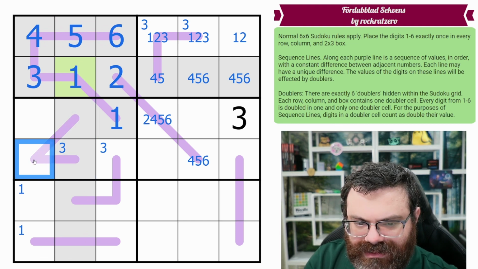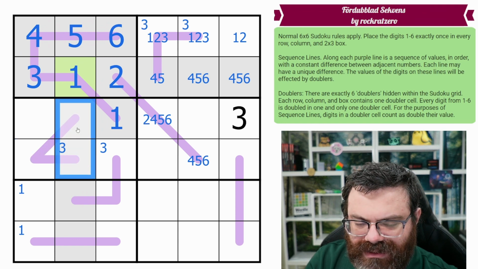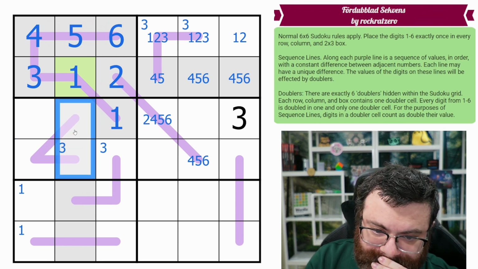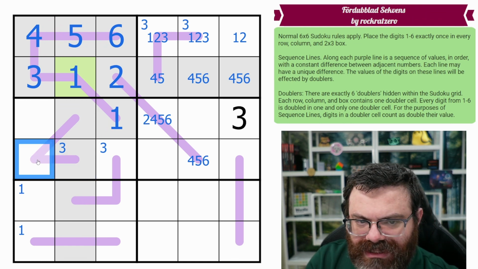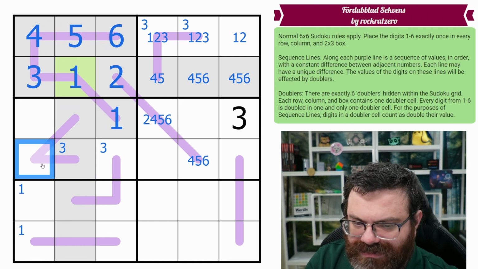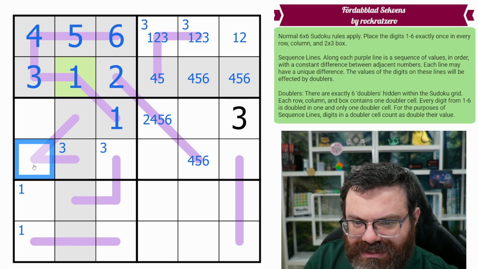If this is a doubler, it's even. Could double the 2 to make 4, and then we could do 3, 5. Oh, we can't do 3, 5. Can this ever be 3? That's what I'm trying to figure out. If we double the 5, that's 10. That's not the middle of anything. So we can't double the 1. It can't be a 1.